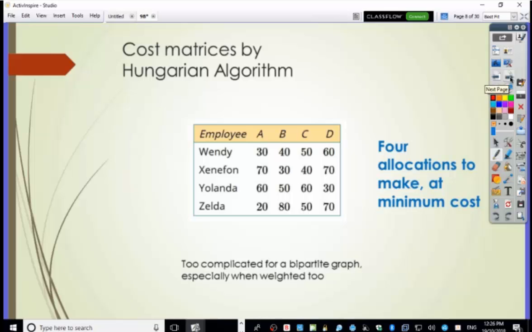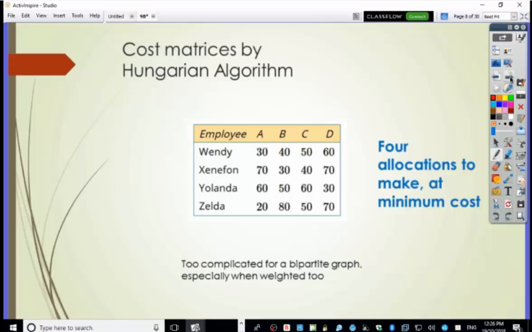We've got 4 people and 4 jobs and 4 allocations to make, but there's a cost involved. For Wendy to do job A is going to cost 30 units of something. If she does job B, 40, job C, 50, job D, 60. You can't just use the bipartite graph directly because the cost is involved. It's too complicated for a bipartite graph yet, especially when weighted. What we've got to do is reduce the information in that matrix to the point where you can make a bipartite graph. We've got to get rid of some of those numbers.